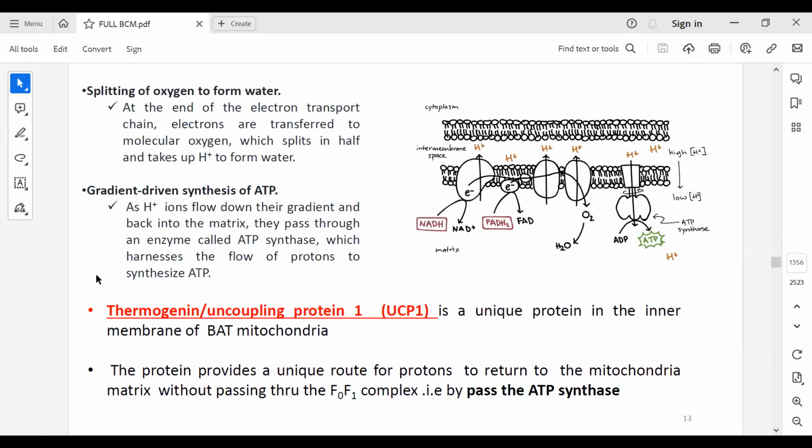This is the important part here. Thermogenin or uncoupling protein, UCP1. This is a unique protein in the inner membrane of the brown adipose tissue. The protein will provide a unique route for protons to return to the mitochondria. So instead of having this ATP synthase, you'll have another protein, uncoupling thermogenin, which will allow these protons to return to the mitochondrial matrix without passing through the ATP synthase. So it will bypass the ATP synthase.